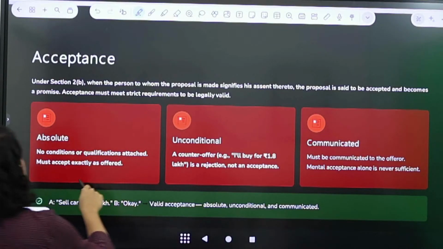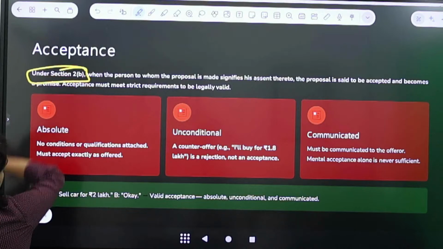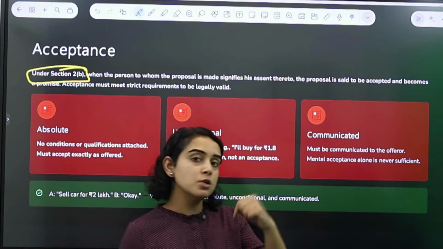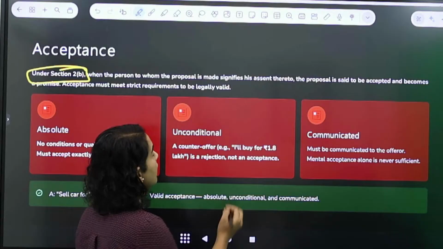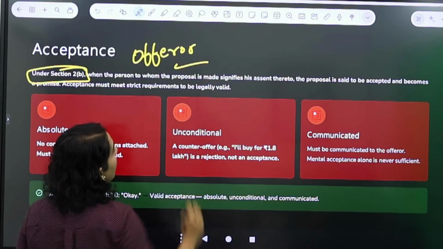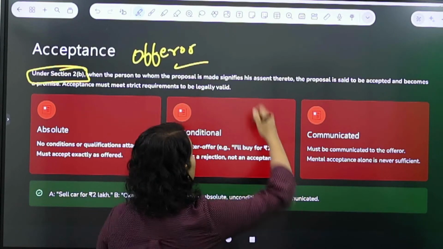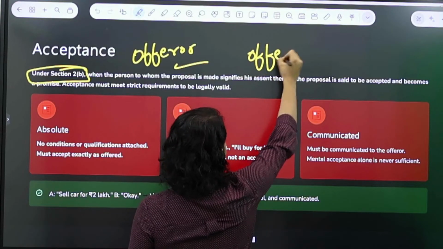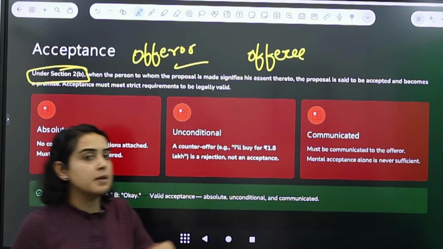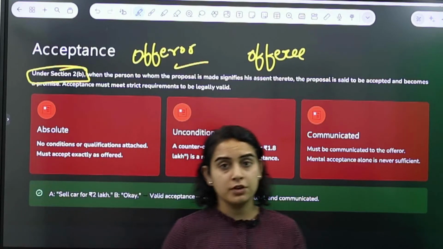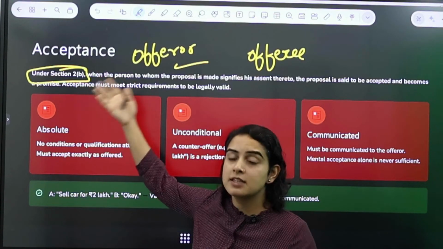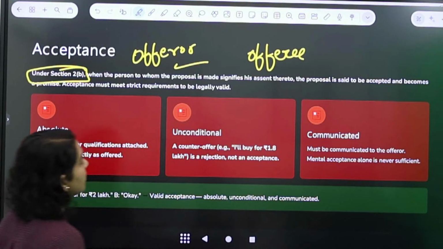Second concept that we have is acceptance. Acceptance is discussed under Section 2(b). Acceptance is where the person to whom a proposal is made. The person who is making a proposal or an offer is called an offerer. And the person who has to accept or reject the offer is called an offeree, or promisor or promisee, right? So the person who is going to give his assent to the offer is going to be an offeree, and the thing that he has done is called an acceptance. Him accepting the proposal is an acceptance.